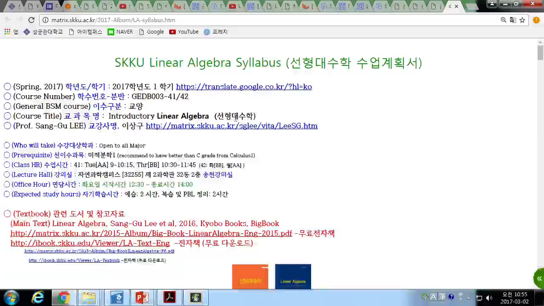Now we start to explain the syllabus before we cover sections 1.1 and 1.2, which are a review of what you already know before we start the linear algebra class. Any question before we go through the syllabus?